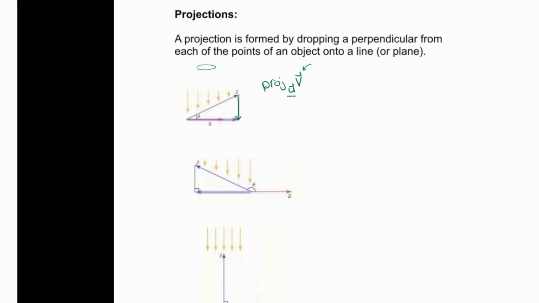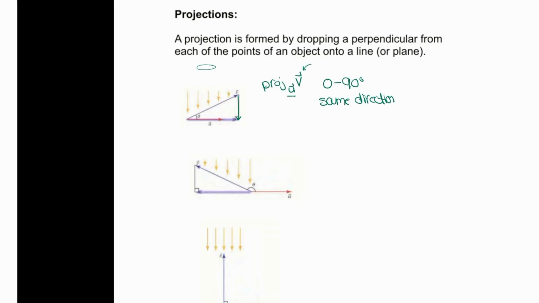If the angle between V and U is less than 90 degrees, then the projection of V onto U is the vector component of V in the same direction as U. So if this is between 0 and 90 degrees, same direction. So the projection will be in the same direction as the other vector that it's being projected onto.